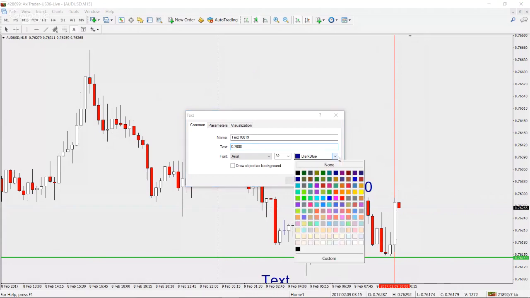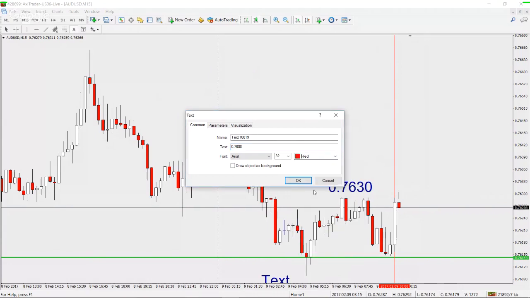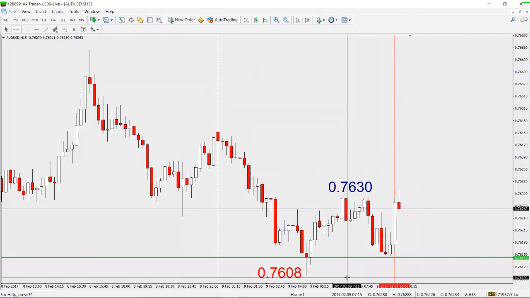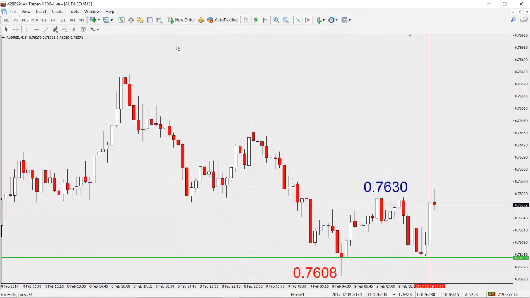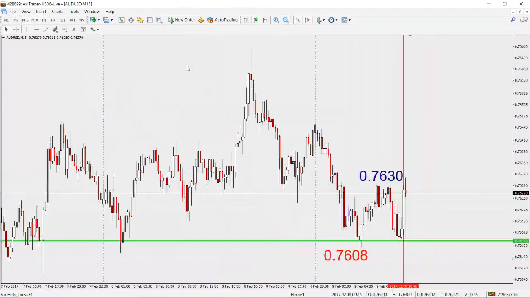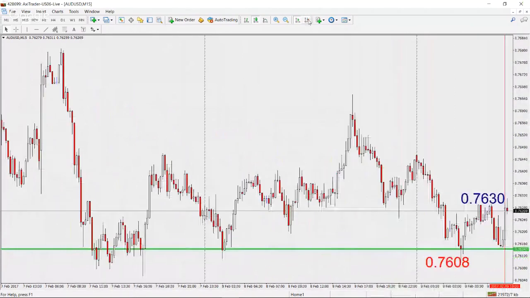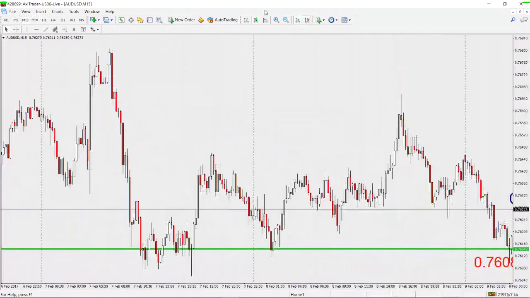76.08 is the stop. 76.30 is the entry. It's 22 pips of risk. It's a 15-minute double bottom on the Aussie. And because I've got 22 pips of risk here, I'd be looking to probably up here in this area. Let's have a look. I don't normally trade the 15-minute charts, but I know you guys want to see live stuff, so cool. I just want to show you what it looks like when it's unfolding.